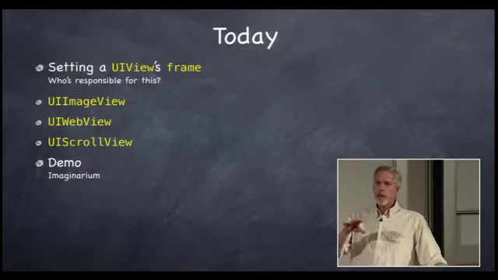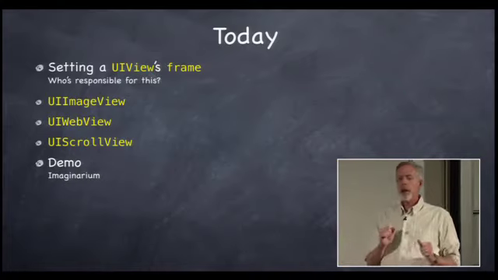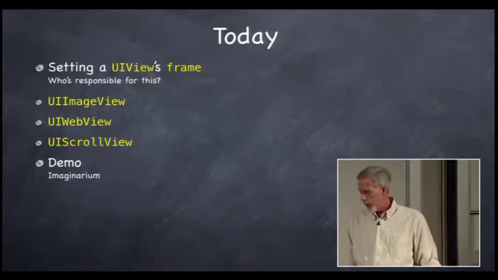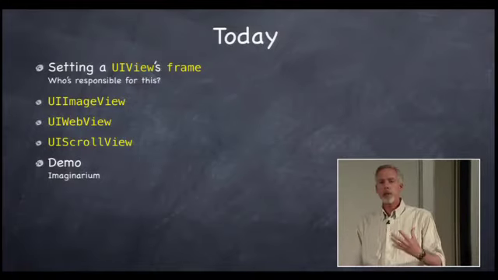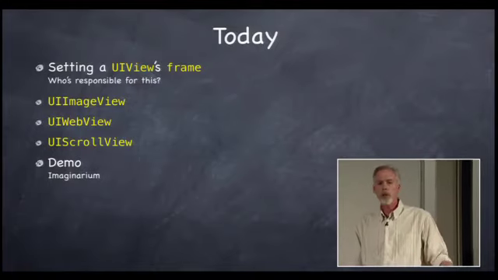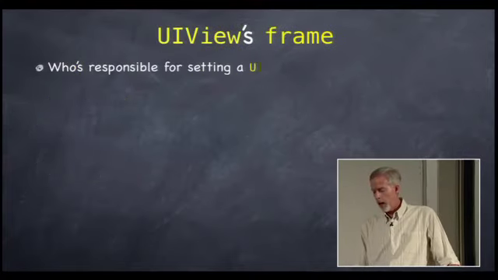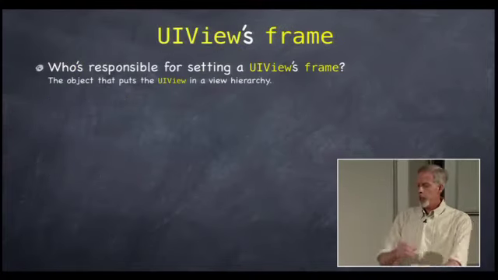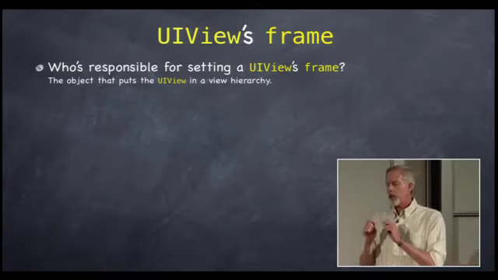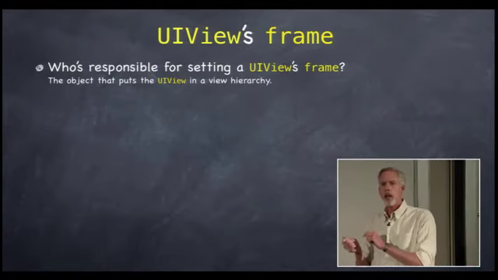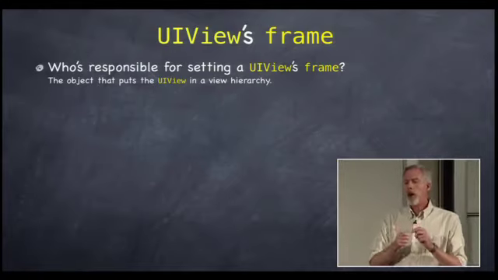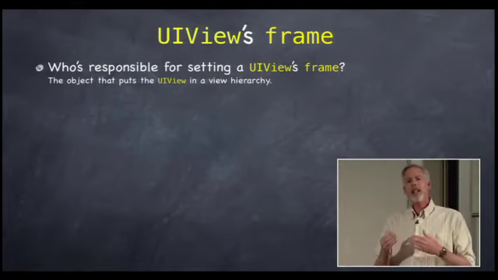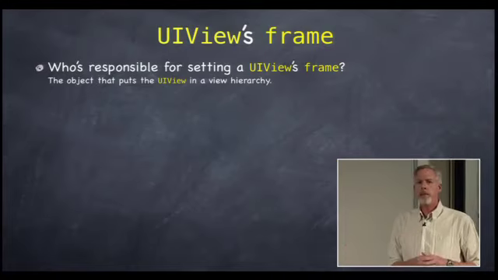But first, I'm going to take a little time out and talk a little bit about setting a UI view's frame. Okay? And really, I'm going to talk about the object in the object-oriented sense, in the design sense, who's responsible for setting a UI view's frame. Okay? And the answer is right here. It is the object that puts the UI view in a view hierarchy. Okay? So whatever object does the add subview that causes that view to join a view hierarchy, really it's responsible for setting the frame. Okay?